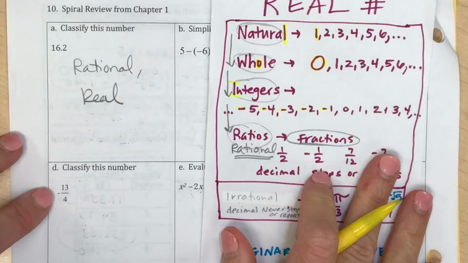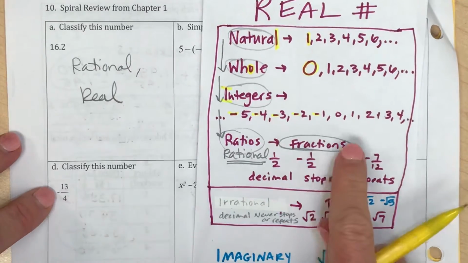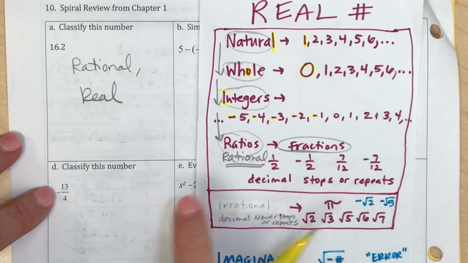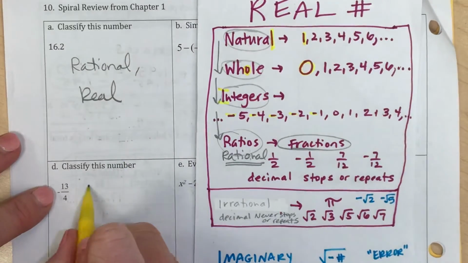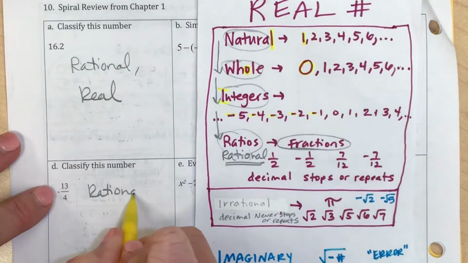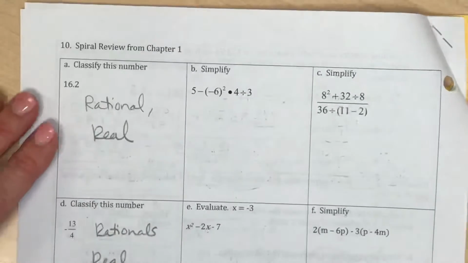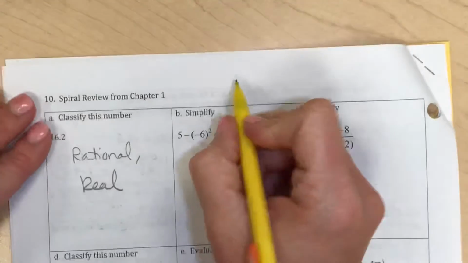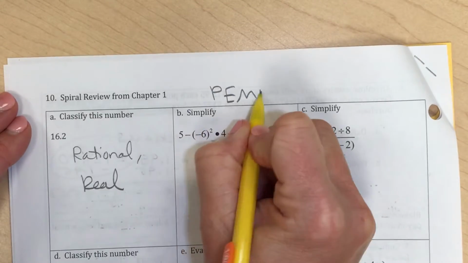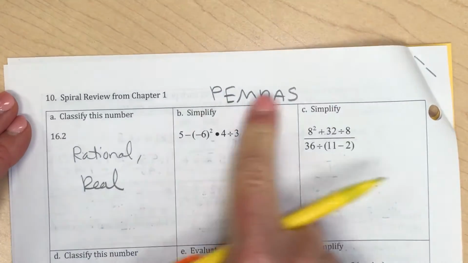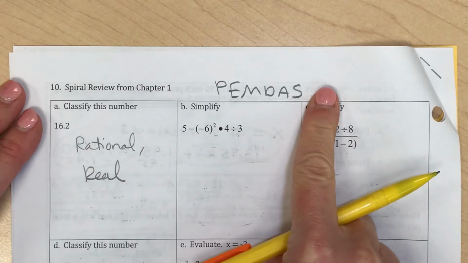And I'm going to classify this one as well. I see that this is a fraction, and that word fraction is rational. So both of these are actually rationals, which makes them real. Okay, now for the next question here, I want to follow my order of operations. And since a couple problems are going to use that, I'm going to write that order of operations up here.